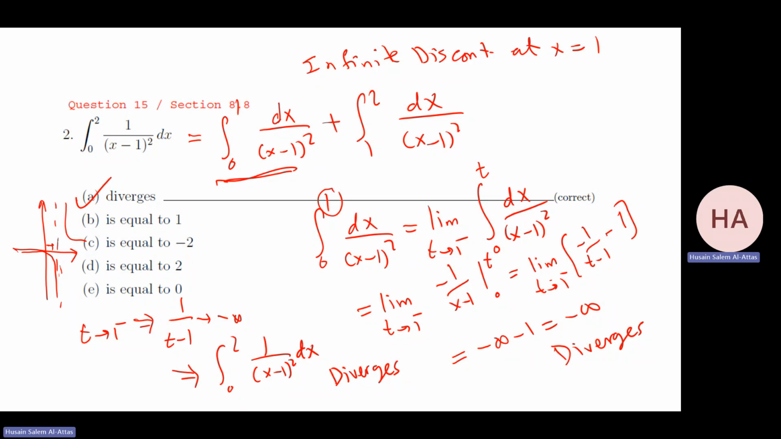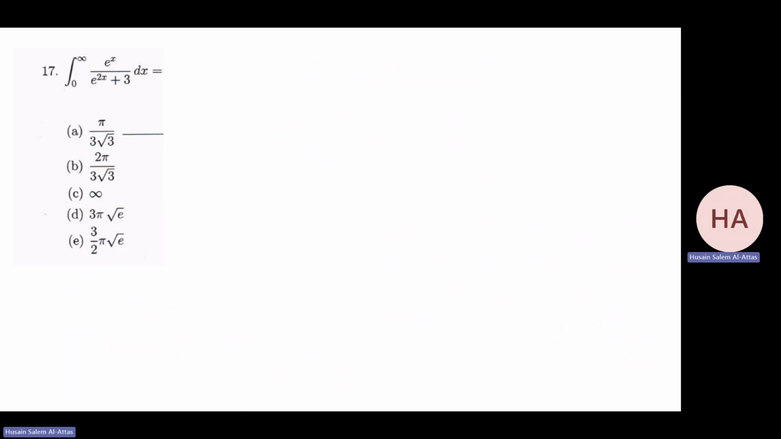I think we did this one. Now we have this one. We have a problem just with the infinity. So this will be the limit as t goes to infinity of the integral from 0 to t of e to the power x over e to the x plus 3. By the way, this will never be 0. dx. So I need to do this integration.